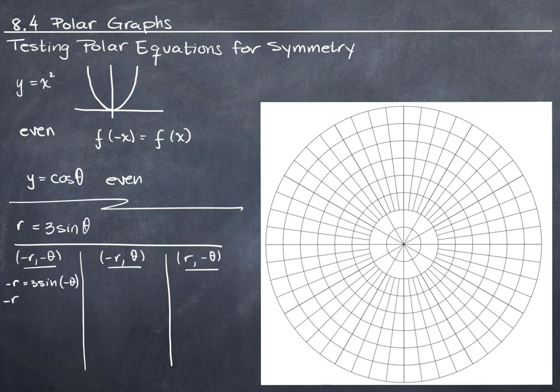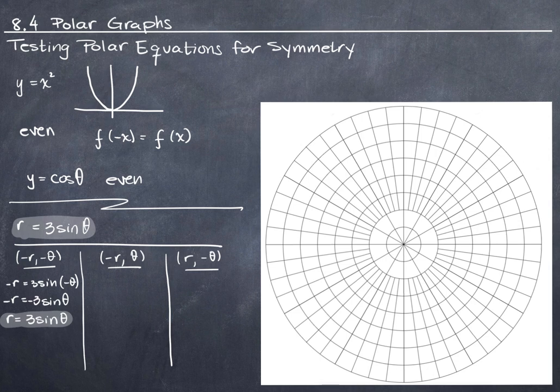That gives me negative r equals 3 times the sine of negative theta. Now, the sine of negative theta is negative the sine of theta, because sine is an odd function. So that's going to be negative the sine of theta. If I multiply both sides by negative 1, I get r equals 3 sine theta. That's exactly the same as the original function. Here's my original function, and I got exactly the same thing when I made that particular replacement.